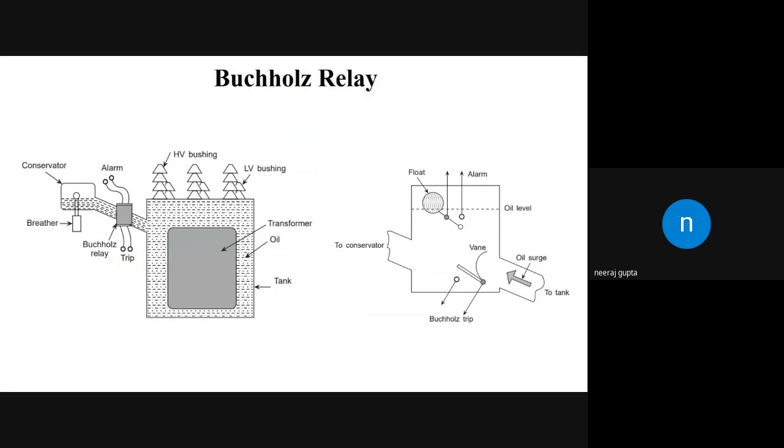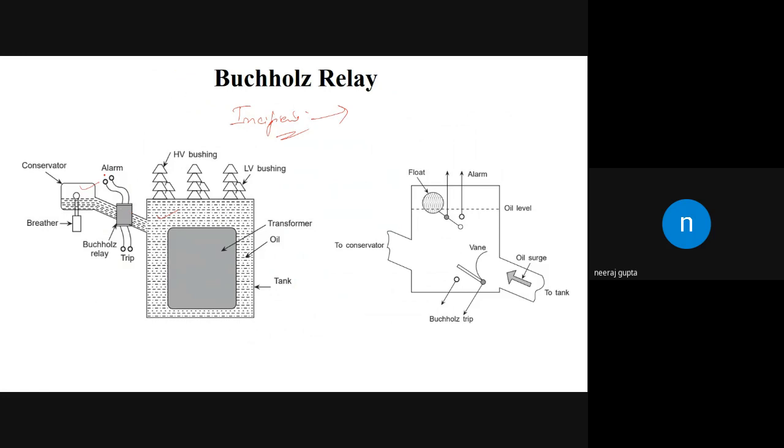The Buchholz relay is used for the protection against incipient faults. What are incipient faults? Incipient faults are faults which are not significant in the beginning, but slowly develop into very serious faults, and interturn fault is one of them. Now this figure shows the Buchholz relay. The Buchholz relay is installed between the transformer and the conservator. So this is the Buchholz relay.